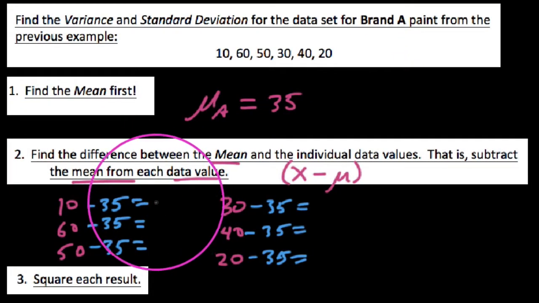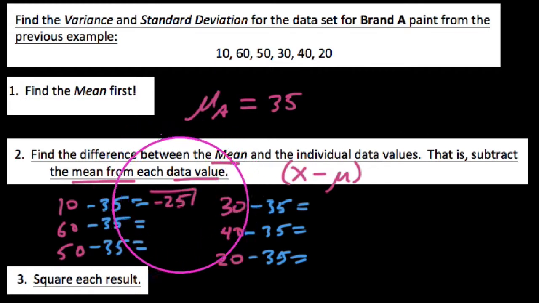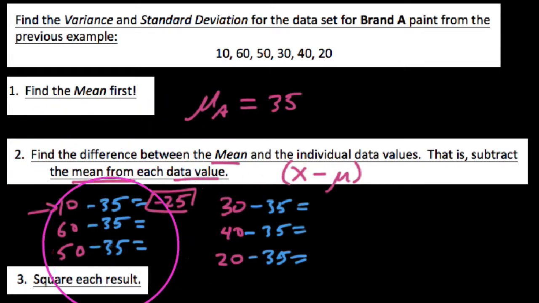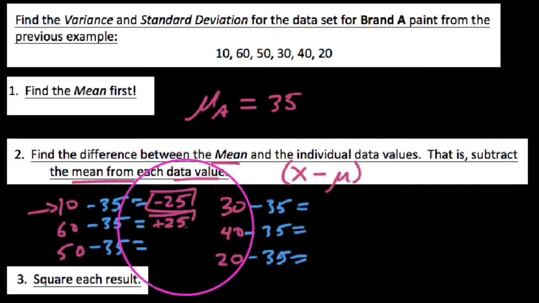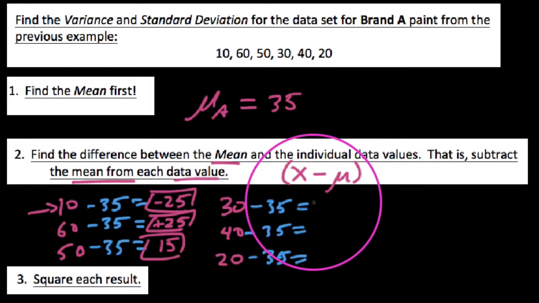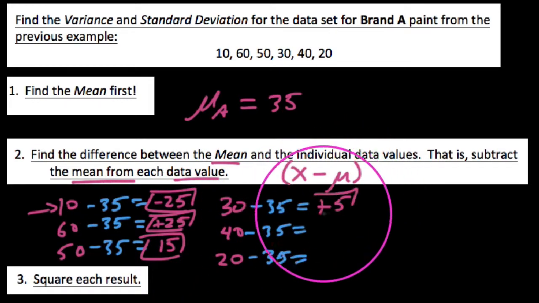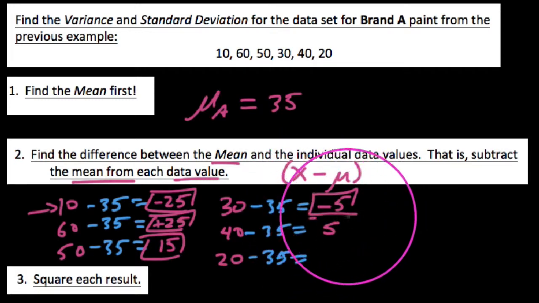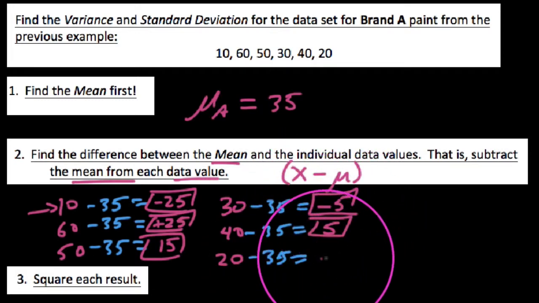So 10 minus 35, this actually means that it's 25 and it's negative. So the first thing I want to tell you is this: it means that this data must fall below average if it is negative steps away from it. Likewise, 60 was 25 steps above. Well, then 60 minus 35 is a positive 25. So positive 25, 50 minus 35 is positive 15. 30 minus 35 is a negative 5. That's how far it is from the mean. We say 40 minus 35 is 5, of course. And then last but not least, 20 minus 35 is a negative 15.